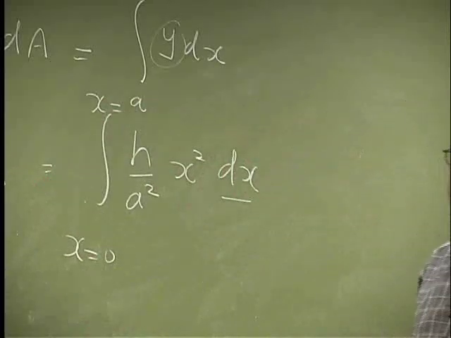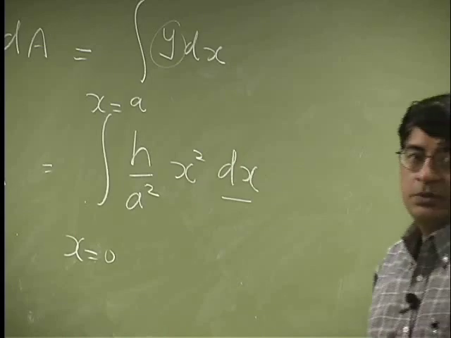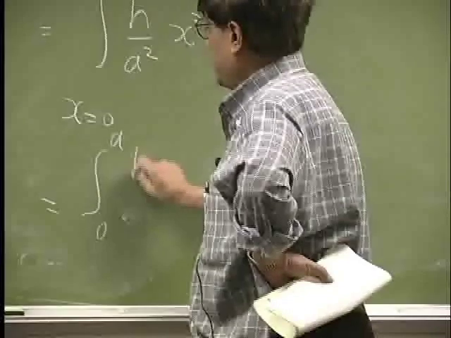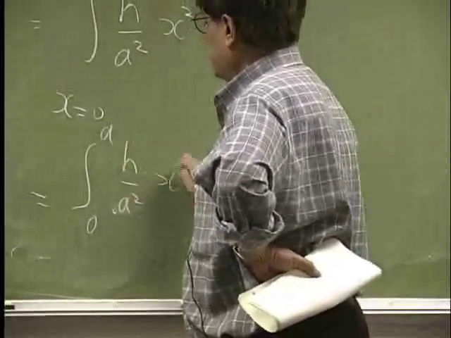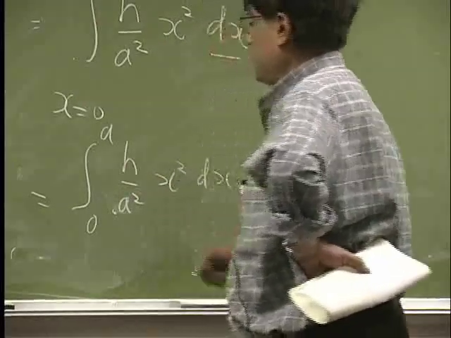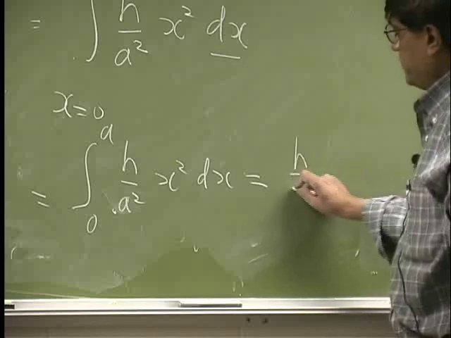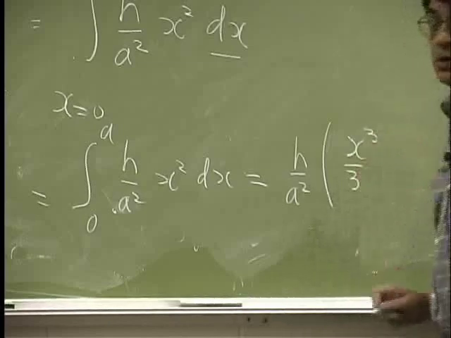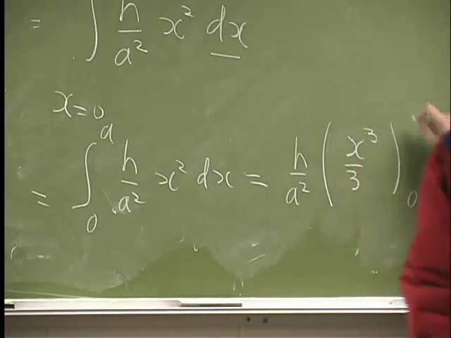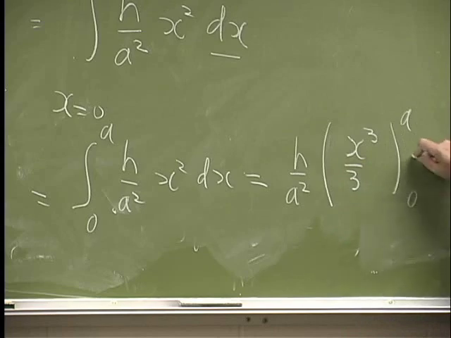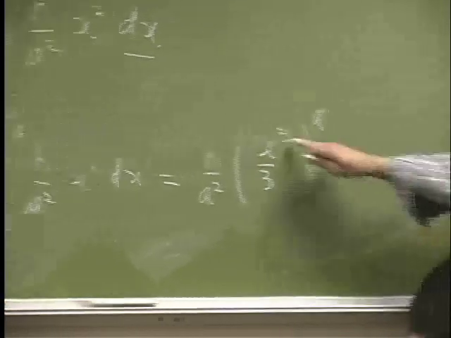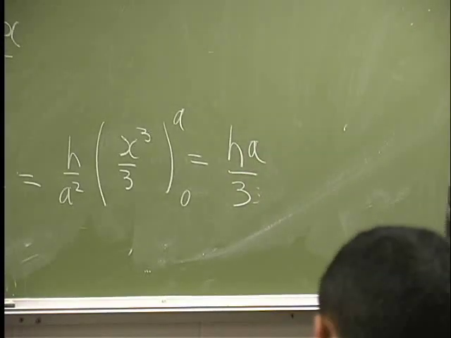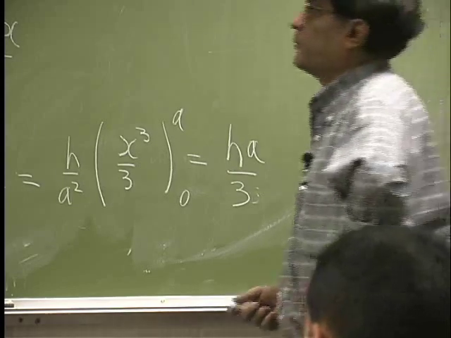I mean, that's exactly what you have done in calculus when you were trying to find the areas for given curves. So we're looking at from 0 to a, h over a squared, x squared dx, and that comes out to be h over a squared times x cubed over 3, and you're going to go from 0 to a. So that should be, we're looking at h a over 3. So that's what you get as the area.